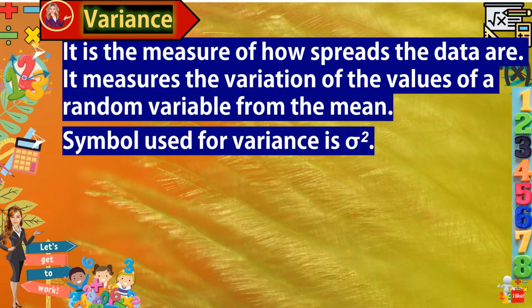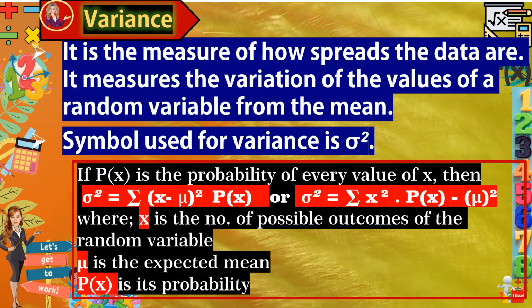The symbol for variance is sigma square. We have two given formulas. The first is sigma square is equal to the summation of the quantity x minus mu squared multiplied to p of x. And the other alternative formula, sigma square, is equal to the summation of x squared multiplied to p of x, minus mu squared, where mu is the expected mean and your p of x its probability.